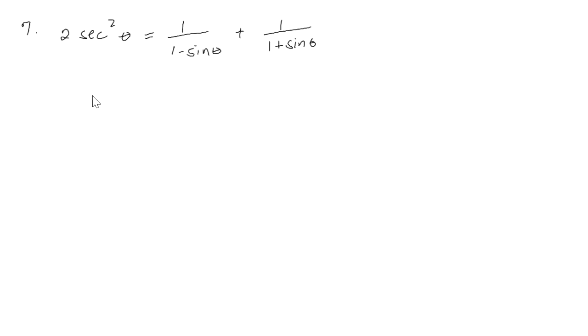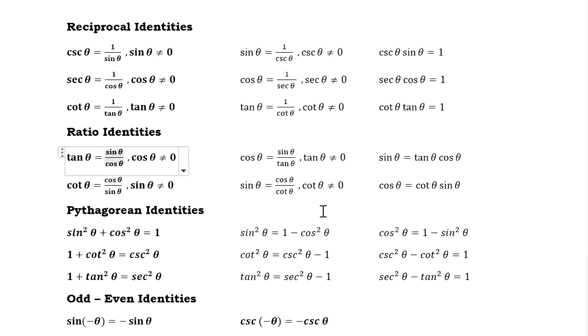Then, number 7, 2 secant squared theta equals 1 over 1 minus sine theta plus 1 over 1 plus sine theta. In this case, the right hand of the equation is more complicated than the left hand. So, I will modify this part and retain 2 secant squared theta. Okay, let's start. On our right side, our denominators are 1 minus sine theta and 1 plus sine theta. We don't see any squared term, so we cannot get it from the Pythagorean identity. So, we will do something different.